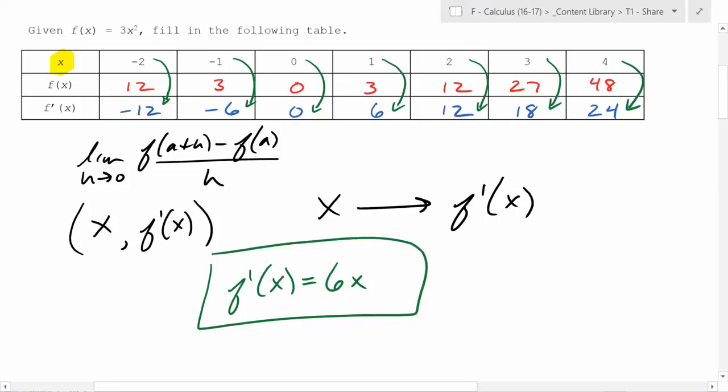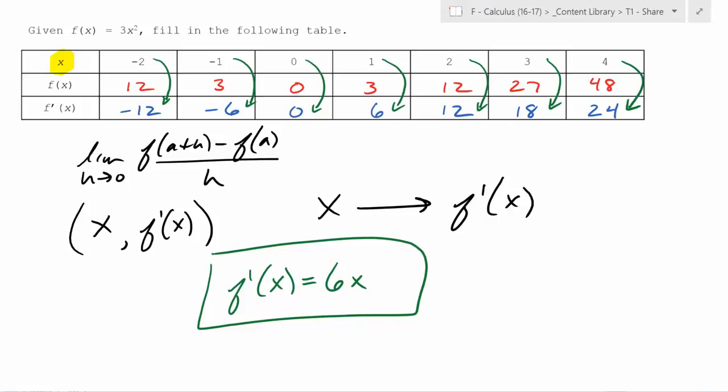We think that's true based on 7 values. Now, how many numbers are in the domain of 3x squared? An infinite number. Can we test every single one of them? No, you can't test every single one of them, right? You can have 6 values, and we think that this is the function.